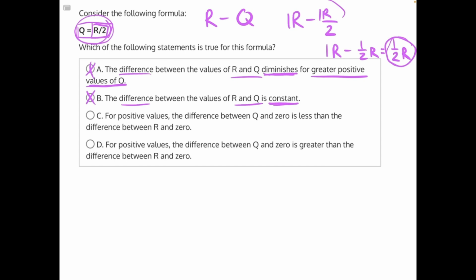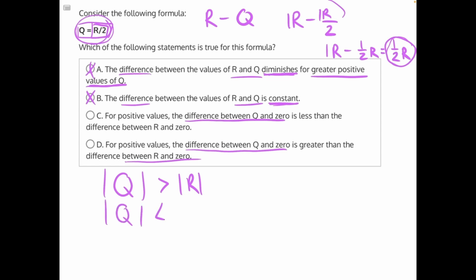For C and D, we need to compare the difference between Q and 0 to the difference between R and 0, which is a fancy way of saying the absolute value. So what we need to find is the absolute value of Q greater than the absolute value of R, or is the absolute value of Q less than the absolute value of R? And to do that, let's go back up here, right?